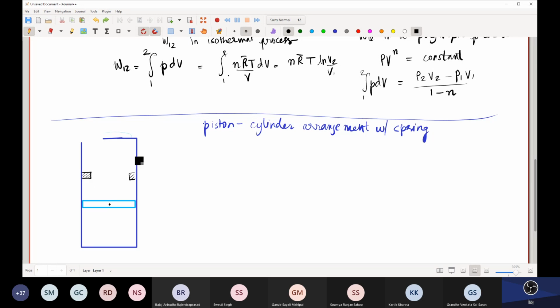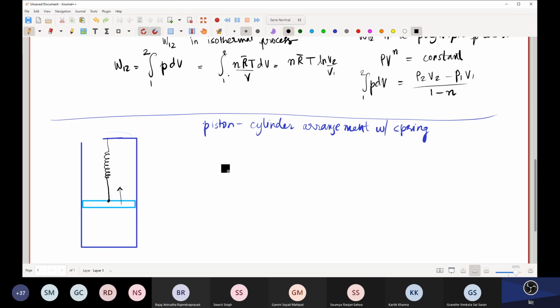Apart from having stops, what you can also have is a linear spring. When this piston goes up, that is, when the substance inside expands, progressively the force acting on the substance will increase because you are compressing the spring. Depending on the degree of compression, you will have progressively more force acting on the spring.